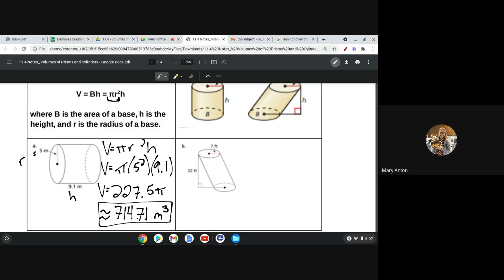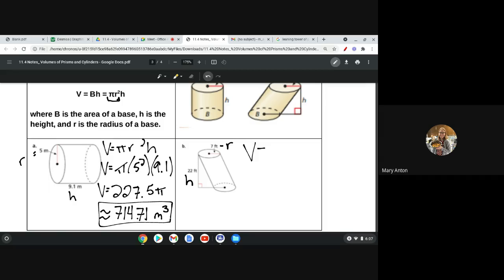What's our radius? 7 is the radius. What's the height? 22. So you might notice this height is outside of the cylinder. The height is just the vertical distance from your base 1 to your base 2. Not the actual distance between those two bases, just the vertical distance.